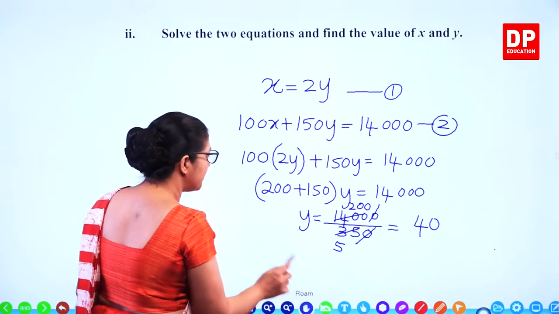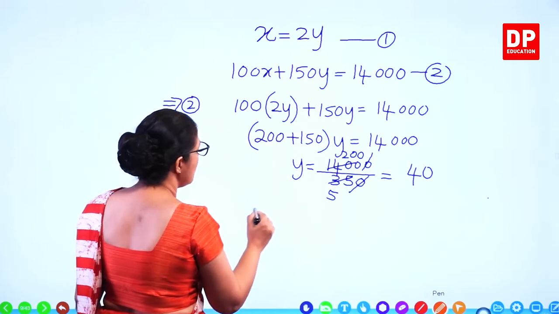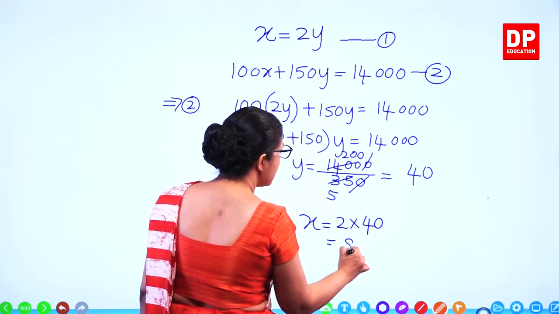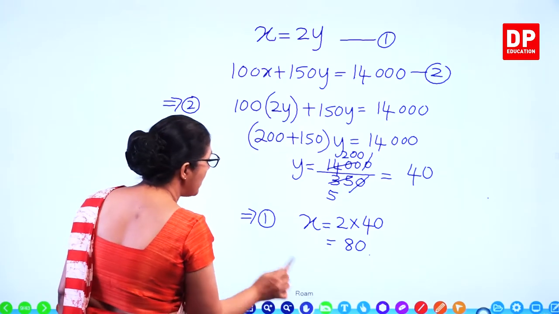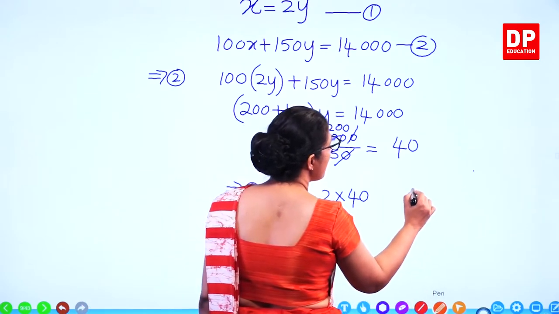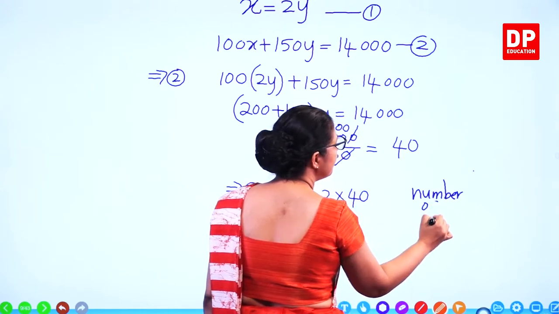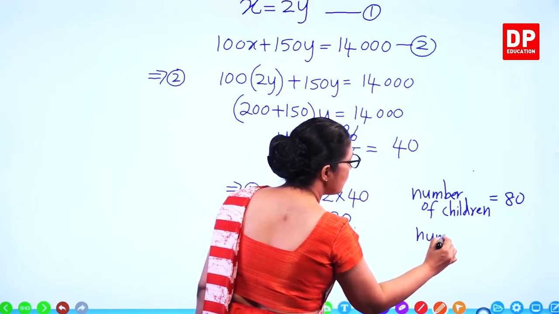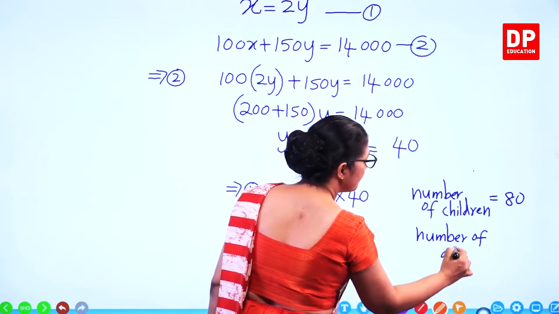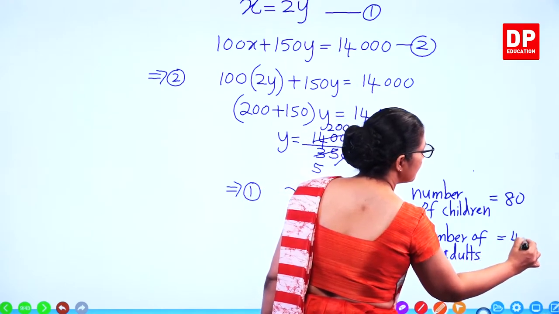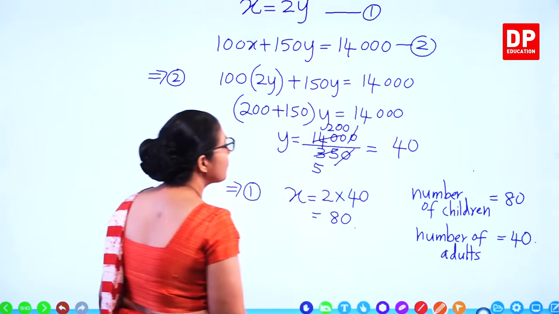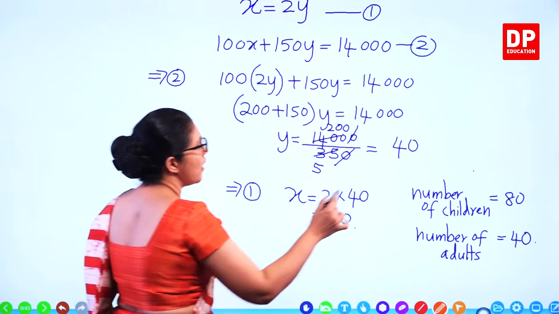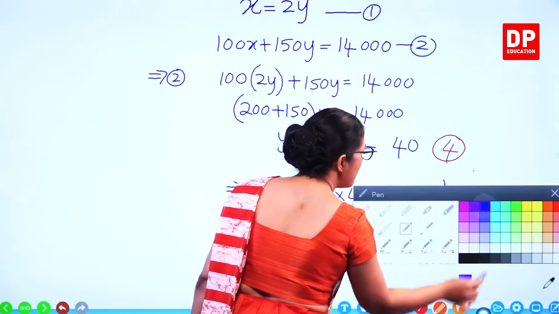Now we have to find out the X value, the number of children. Using the first equation, I can find X is 2Y, 2 into 40, that's 80. So that means I can write how many adults and how many children. Number of children, that's 80. Number of adults, 40. So you get another 4 marks for that. So solving the equation, you get 4 marks. So we have given 8 marks already.